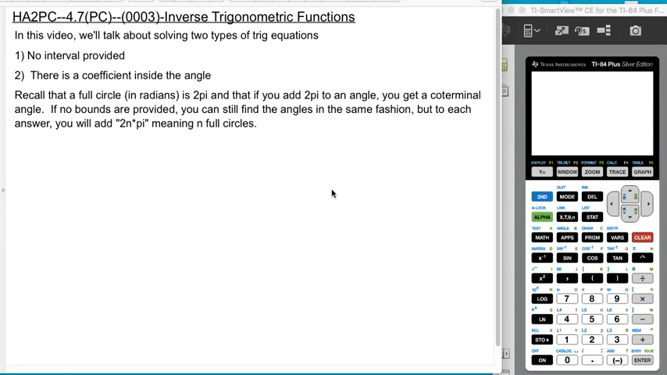Recall that a full circle in radians is 2 pi, and that if you add 2 pi to an angle, you get a coterminal angle, right? So with no bounds provided, basically you still find the same angles you were going to find, like we did in the previous video, but to each answer you add 2n pi, meaning n full circles, right? Because 2 pi would be a full circle, so 2 pi n or 2n pi would be n full circles.